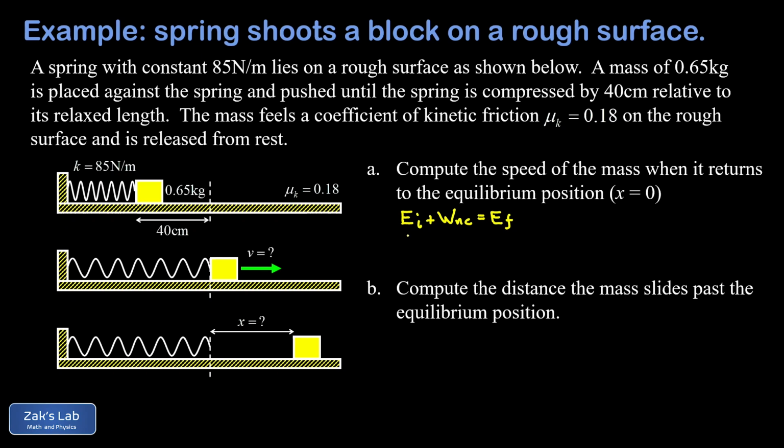So in the initial state, that's all spring potential energy. And of course, the work done by the non-conservative force, that's the work done by friction. And then in the final state, that's the kinetic energy of the block, and all of the energy is gone from the spring. So we need to set ourselves up to compute the work done by friction here. So we should probably have a complete force diagram on the block, allowing us to compute the friction force.